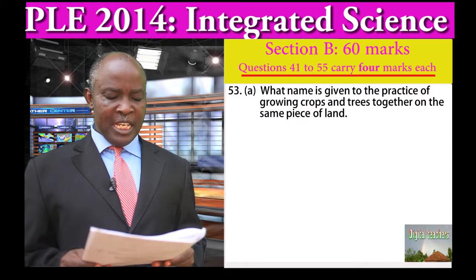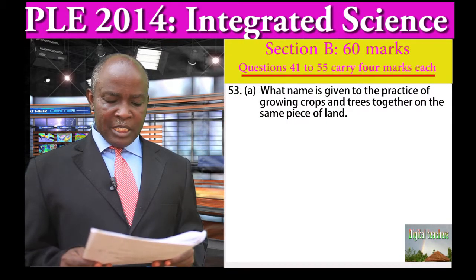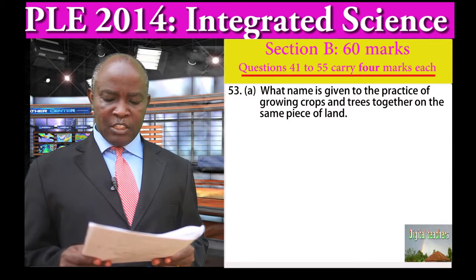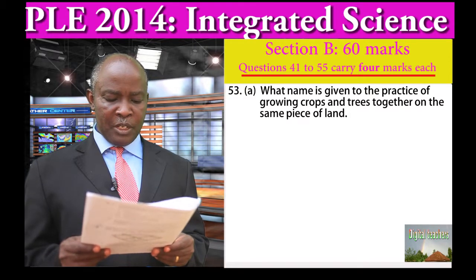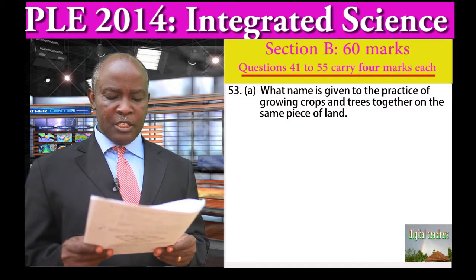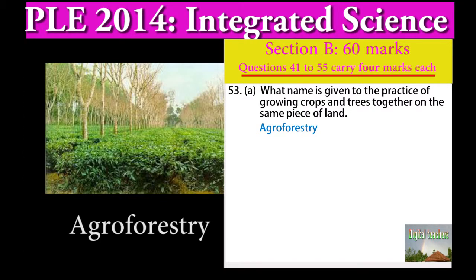Number 53. A. What name is given to the practice of growing crops and trees together on the same piece of land? That is agroforestry. In agroforestry, trees and crops are grown together.